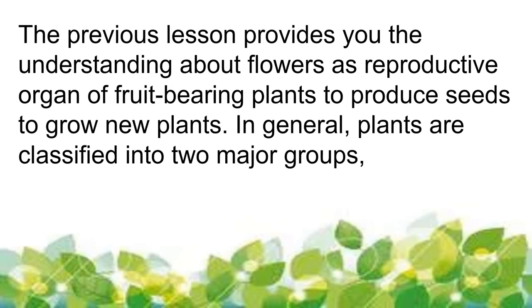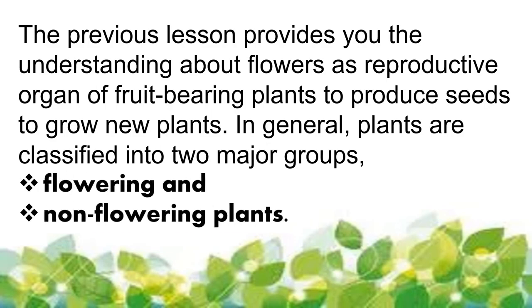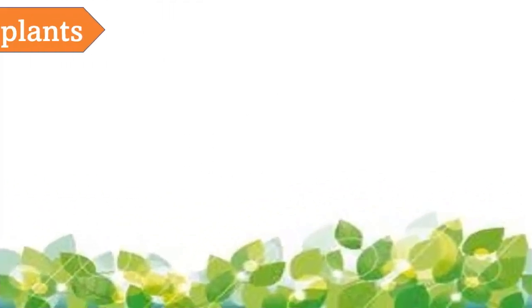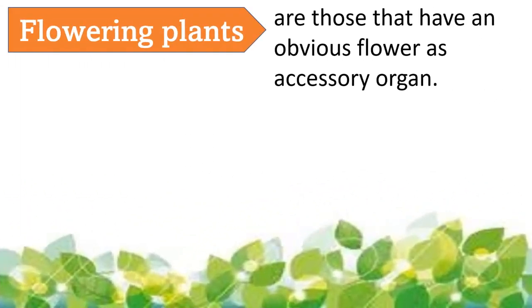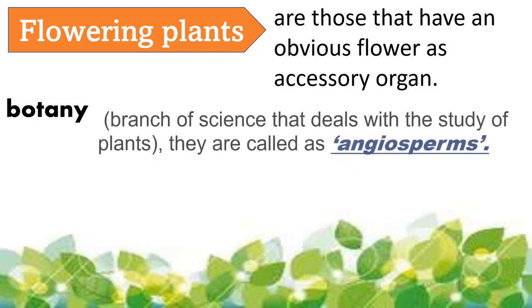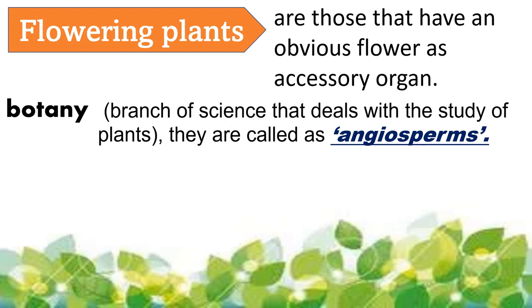The previous lesson provided you an understanding of flowers as the reproductive organ of fruit-bearing plants to produce seeds to grow new plants. In general, plants are classified into two major groups, flowering and non-flowering plants. Flowering plants are those that have an obvious flower as accessory organ. In botany, the branch of science that deals with the study of plants, they are called angiosperms.